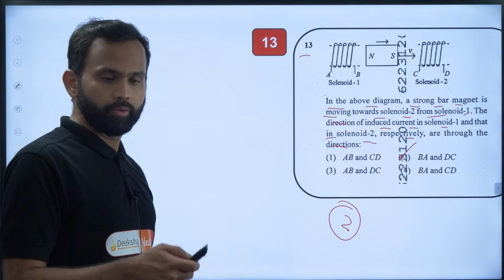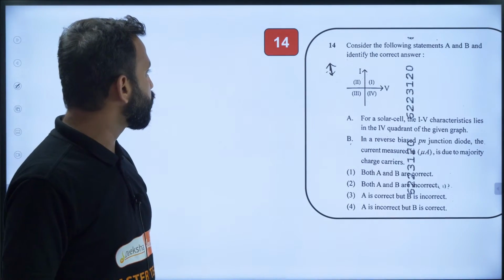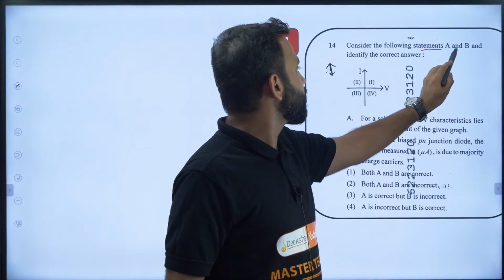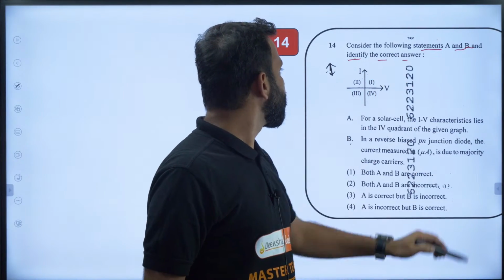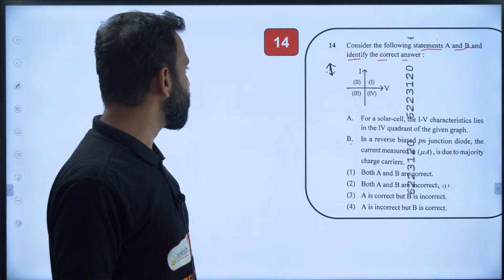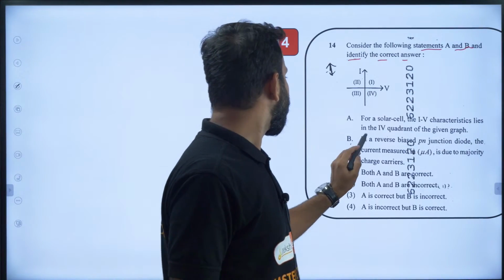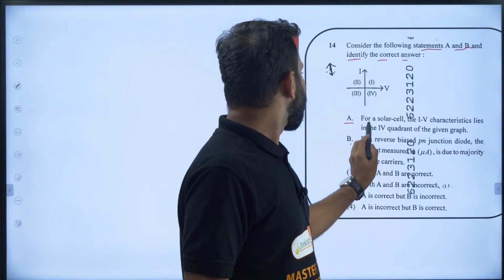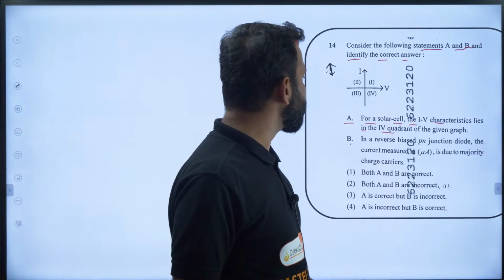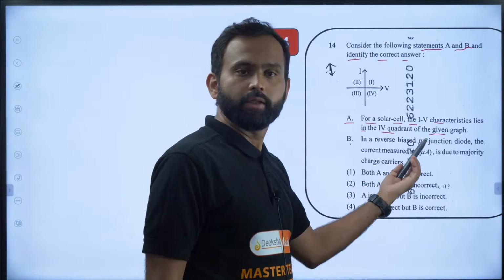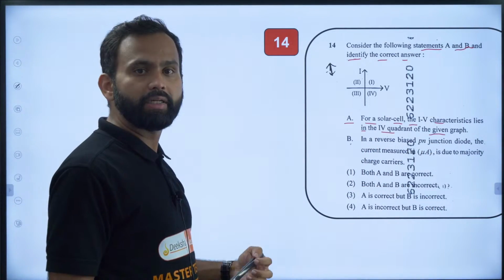Next one, question number 14. Consider the following statements A and B. Identify the correct answer. A, for a solar cell, the IV characteristics lies in the 4th quadrant of the given graph. This one is correct, right? In a solar cell, we will get the negative current.